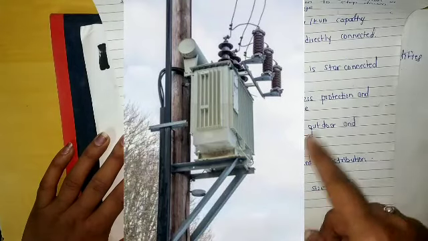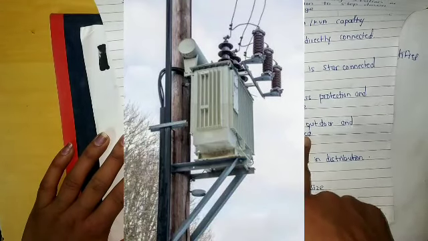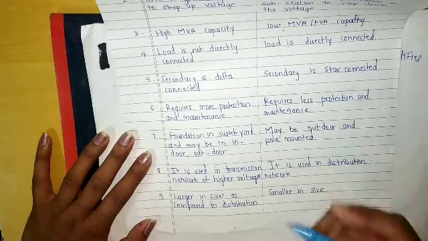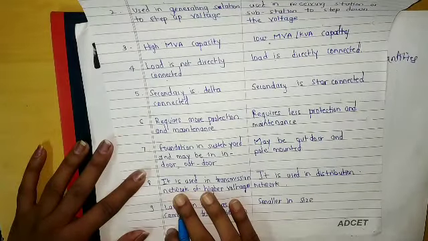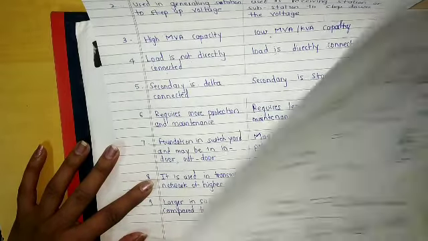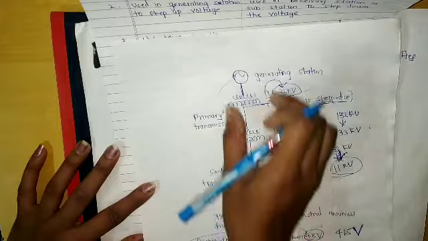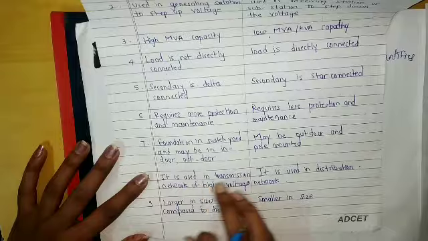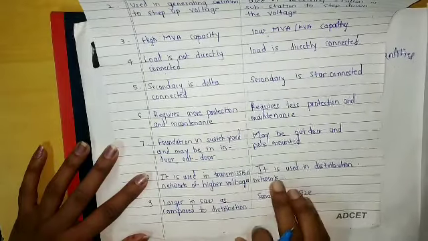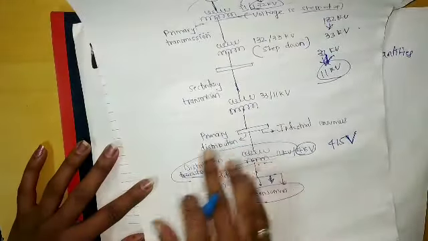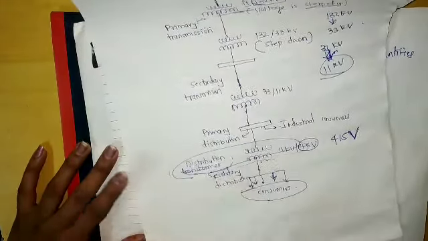So I will insert the image. You can see what is meant by pole mounted, right? So this distribution transformer may also be pole mounted. Now next point. Power transformer is used in transmission networks of higher voltages. As we saw here, for transmission we require higher voltages. Distribution transformer is used in distribution network to distribute to the consumers.